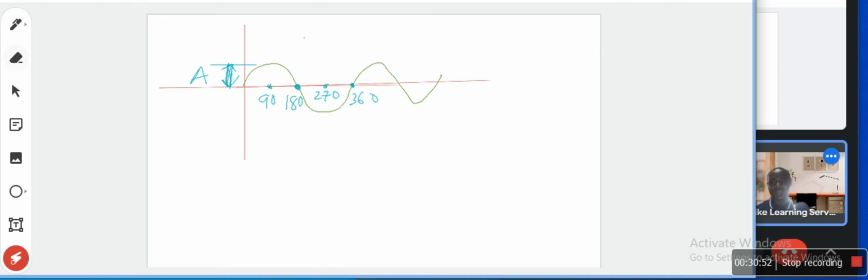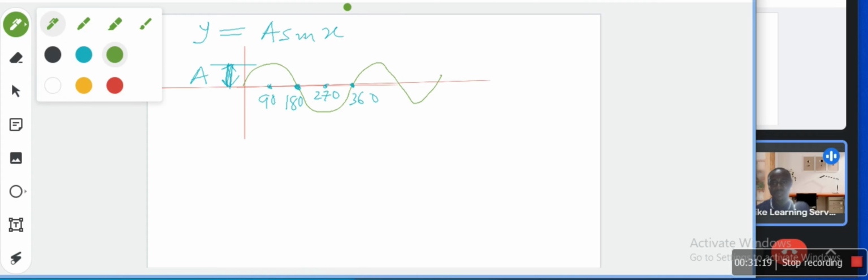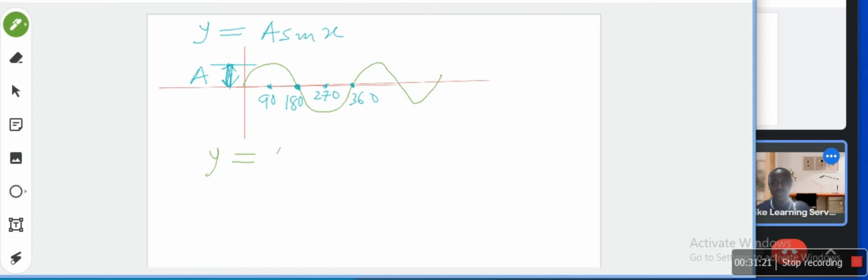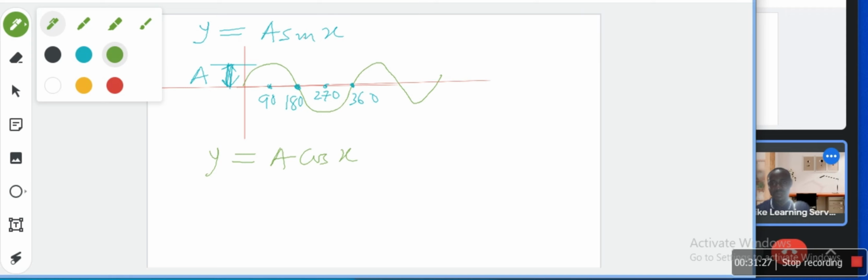This is how a sine curve looks. If you have y equal to a sine x, this is how it will look, where a is the value of the amplitude. This a will tell you how high the graph will be. Now the graph of cos, which I can show as y equal to a cos x, will usually look like this.